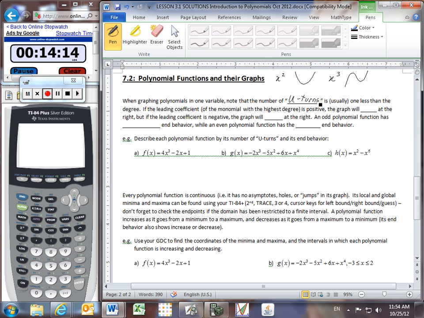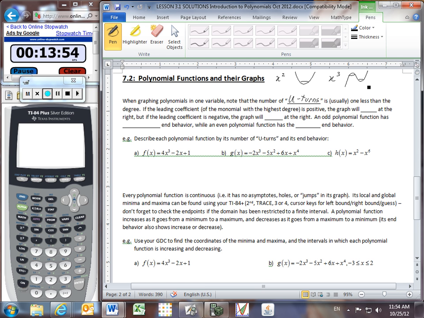it's not really a very mathematical word, but it's a good way of describing the graph, is usually, and there are some exceptions that we can talk about later on in the unit, but the number of U-turns is usually one less than the degree. So we can see that there's one U-turn here for a quadratic, there's two U-turns here for a cubic.